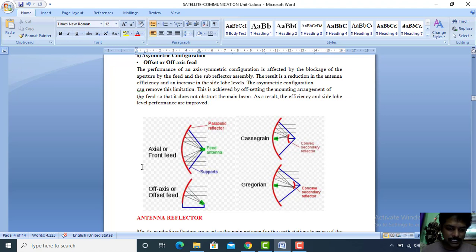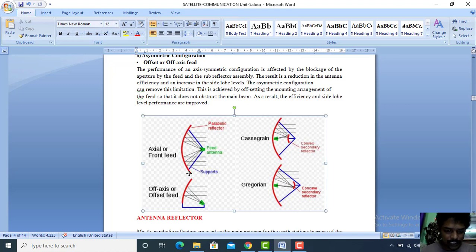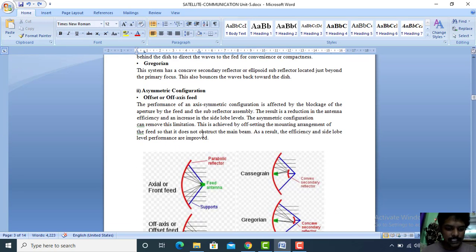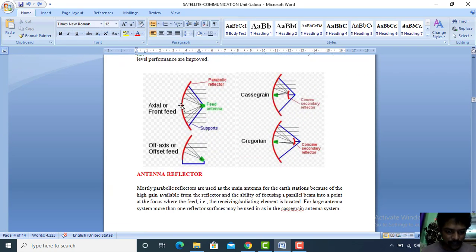This is the diagram which shows the axial or front feed antenna, which consists of a feed antenna. You have a reflector here, which you can see with a red mark, and this is your feed antenna.